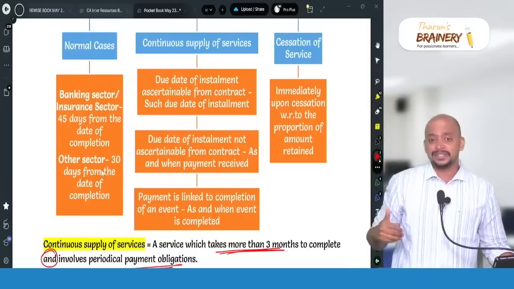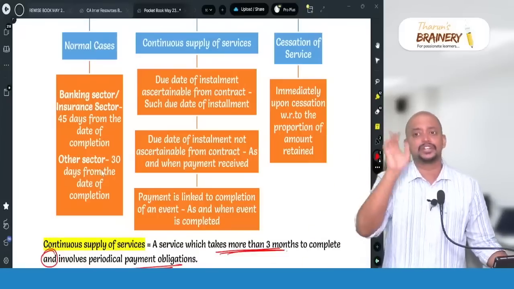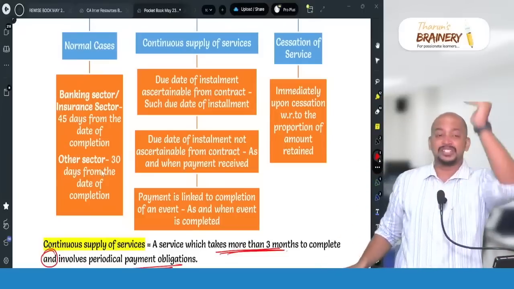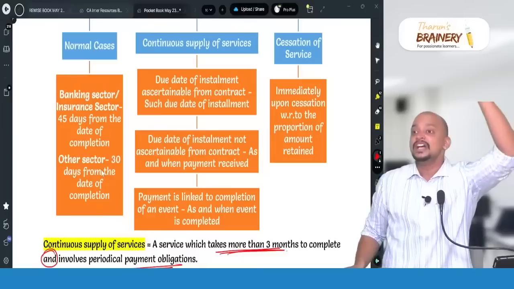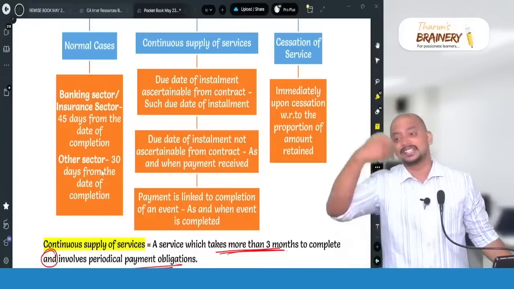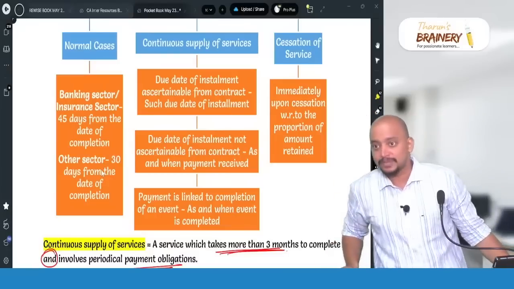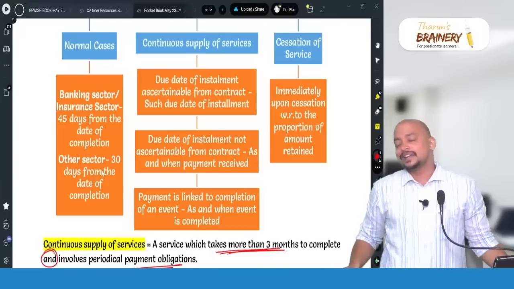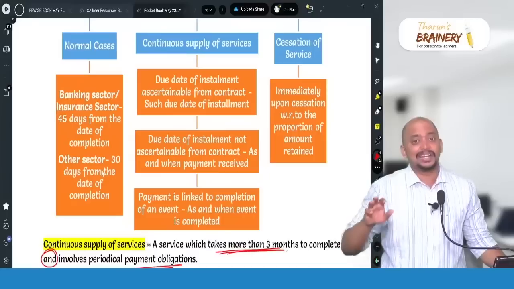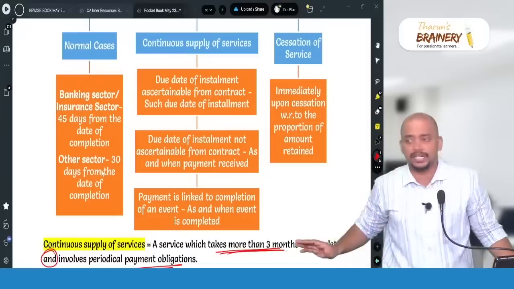Whereas if the due date of installment is not ascertainable from the contract, but the payment is linked to completion of an event, for example, upon 30% completion you have to pay this much, upon 60% completion you have to pay this much, upon 90% completion you have to pay this much, whenever the 30% is completed, 60% is completed, 90% is completed, that is the due date of invoice, meaning the date of completion. Then suppose payment is not linked to completion of an event and no due date of installment is ascertainable in the contract, then the invoice is due as and when the installment amount is received.